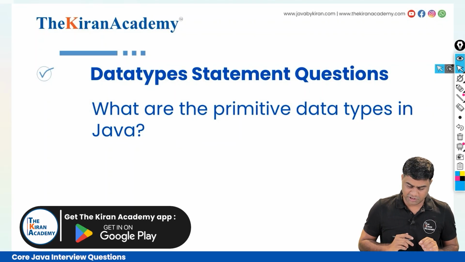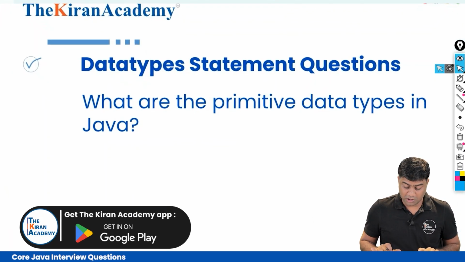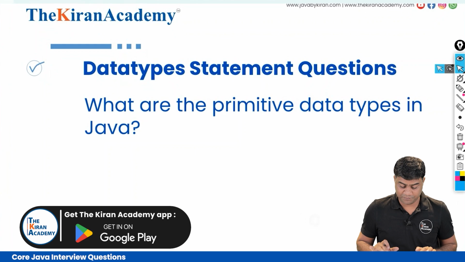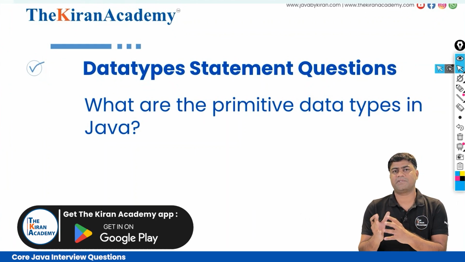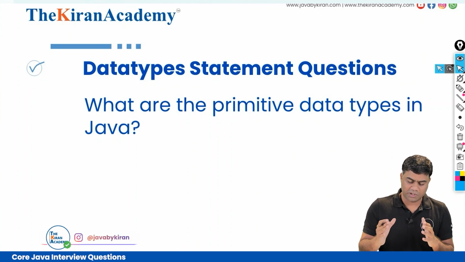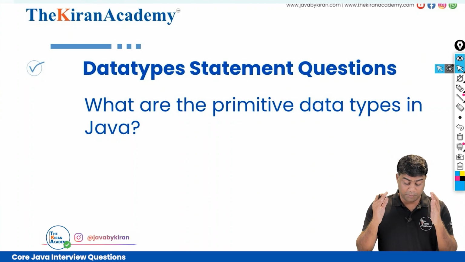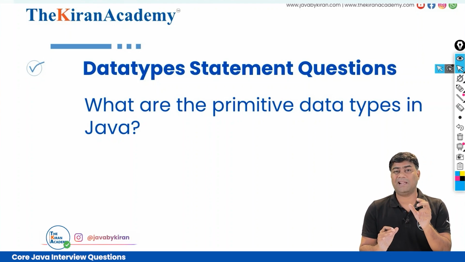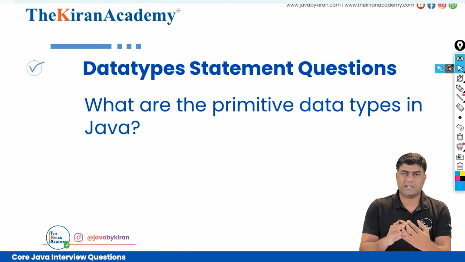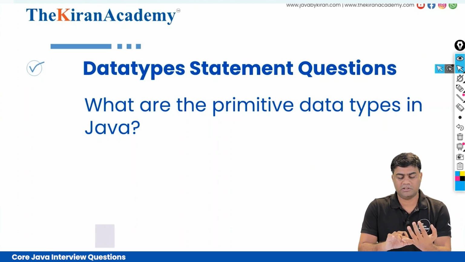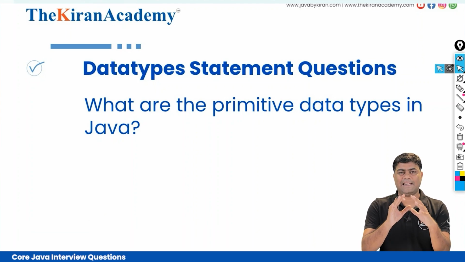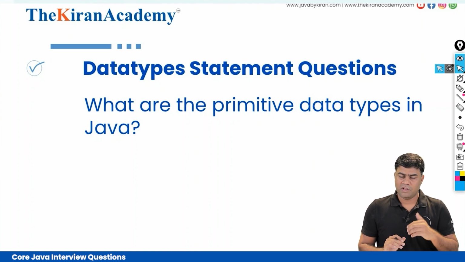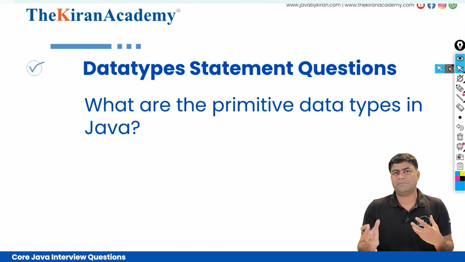First question here on the screen: what are the primitive data types in Java? There are multiple kinds, primitive data types and reference data types. Here we are talking about primitive data types. There are a total of 8. You should start with byte, short, then int, long, float, double, character and boolean. Like that, you should know all 8 data types. In the next interview question, we will see some detail of it.